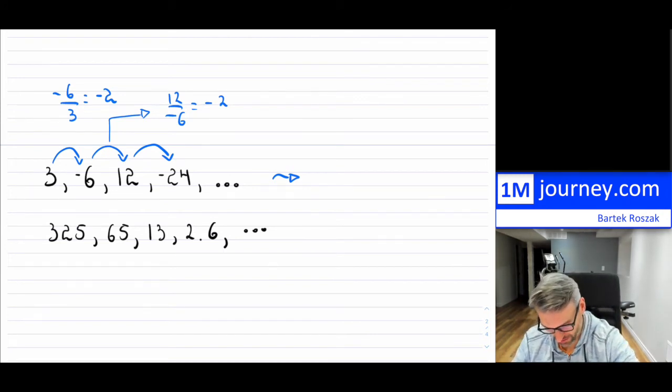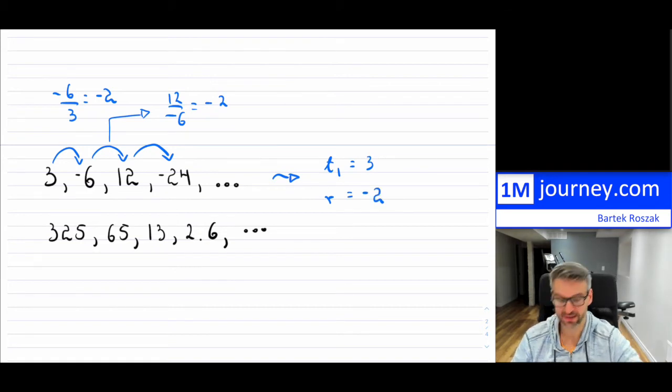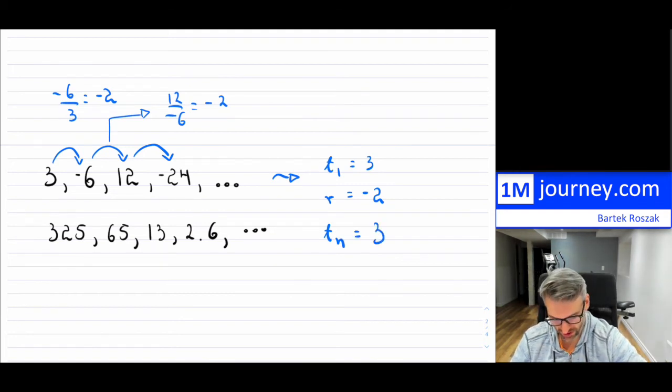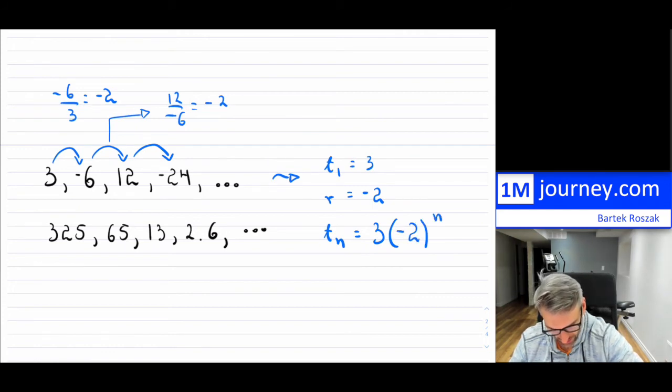So what that tells me is that my first term is equal to 3. My ratio in here is actually negative 2. So yes, it could be negative. It doesn't matter. Notice that it's alternating your signs. And once you have that, then you can find the general expression. So Tn is equal to your starting point, and then it's going to be multiplied by r. In this case, r is negative 2. And you're going to put n minus 1.